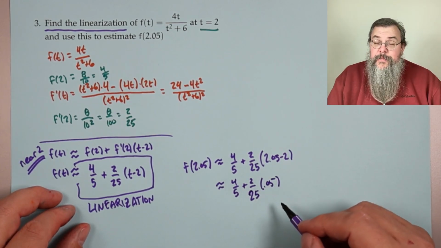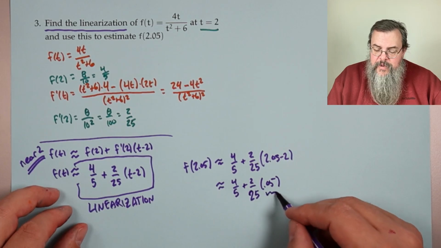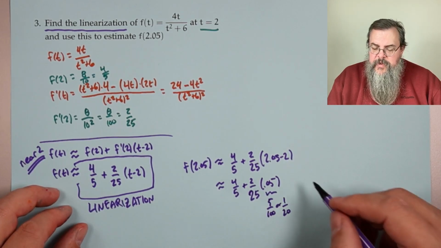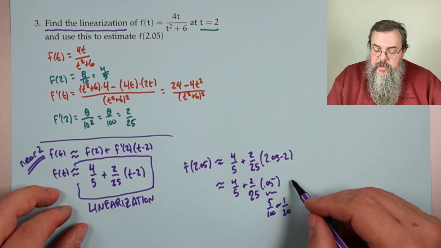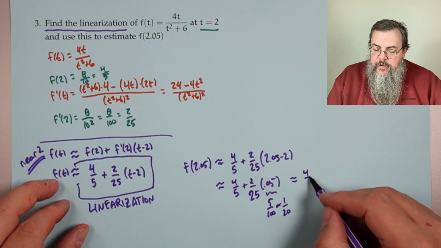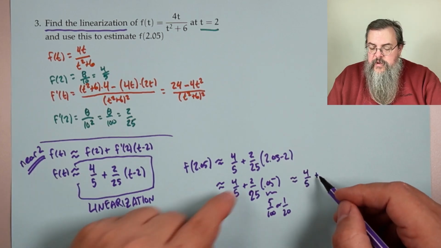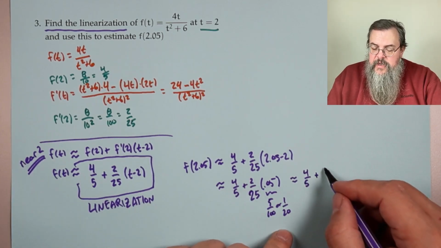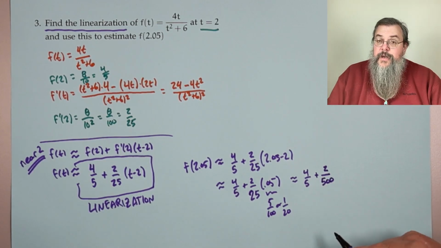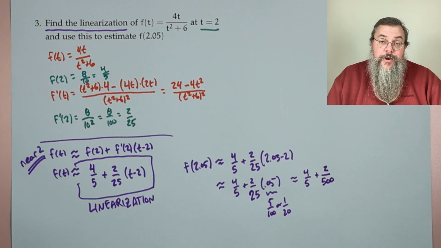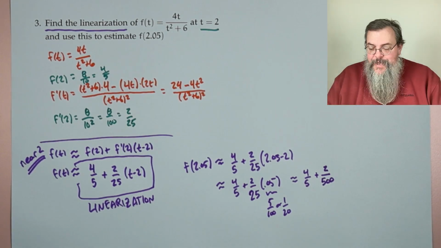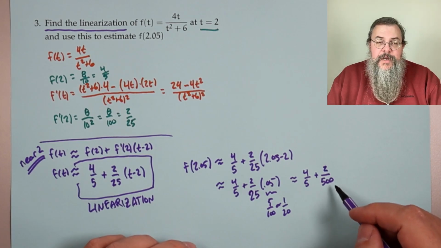And now 0.05, that's this piece here, is the same as 5 over 100, or if you like 1 over 20. So if we look at it for a moment here, what can we say? Well, that's approximately 4 over 5 plus 2 over 25 times 1 over 20, which is the same as 2 over 500. Okay. Well, now normally we're going to reduce down. This time I'm going to actually go up a little bit, saying I'm going to make our denominator bigger.